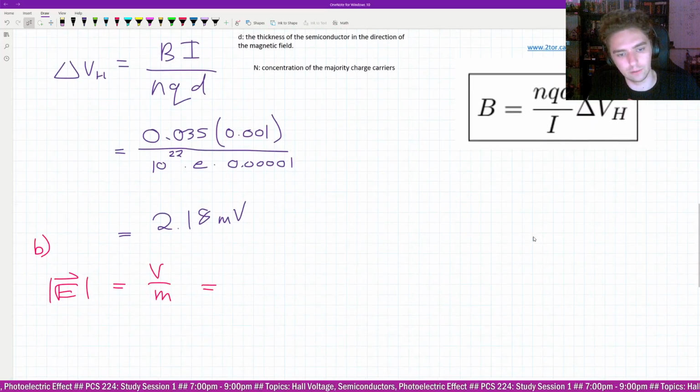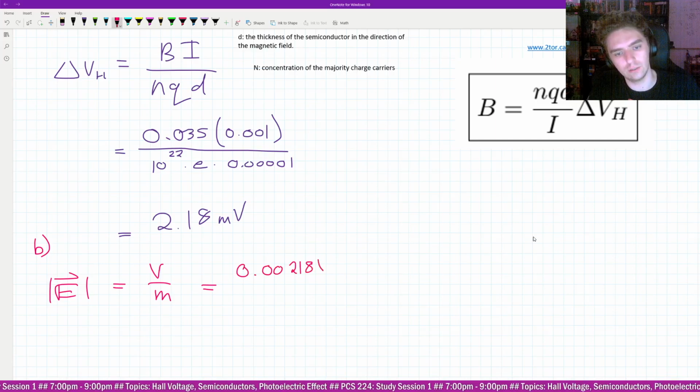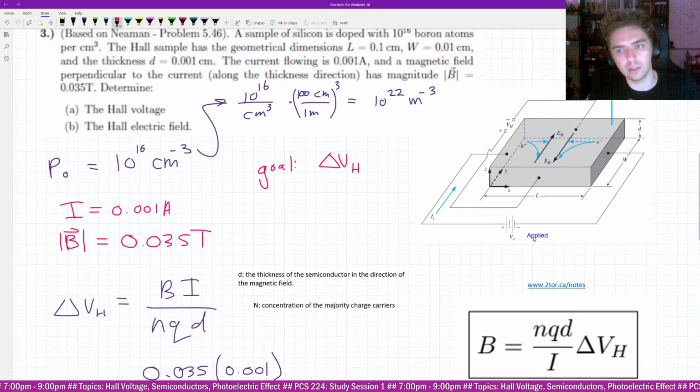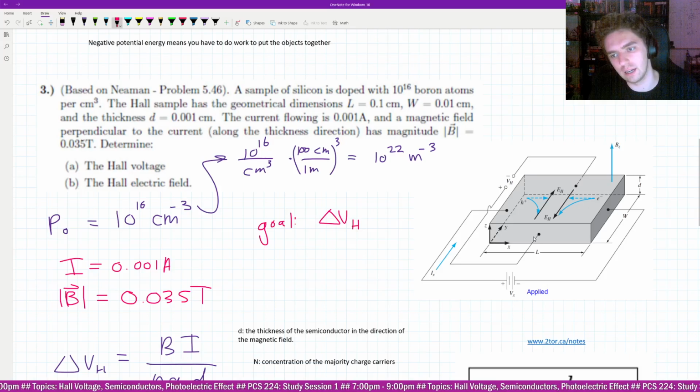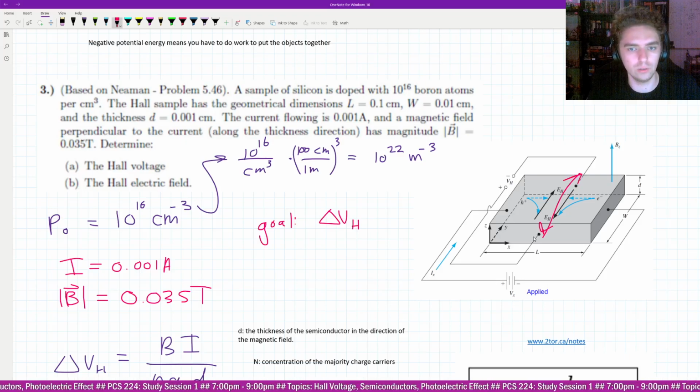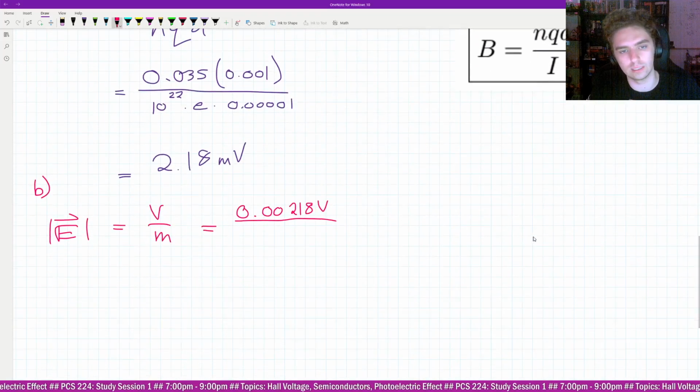The voltage is 0.00218 volts, and then the number of meters, well, we need it in the direction of the Hall electric field, right, which is this way, not this way, and that direction is W, so that's going to be 0.01 centimeters, which is 0.0001 meters. Okay.